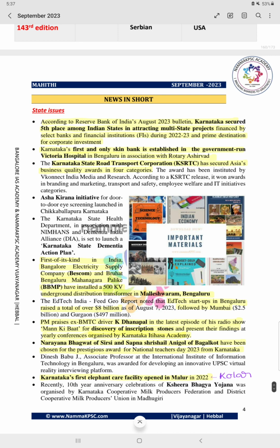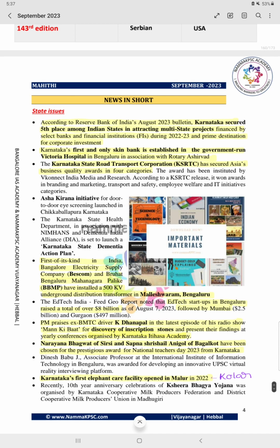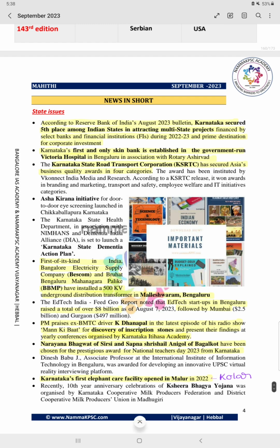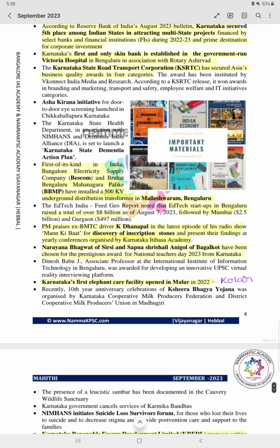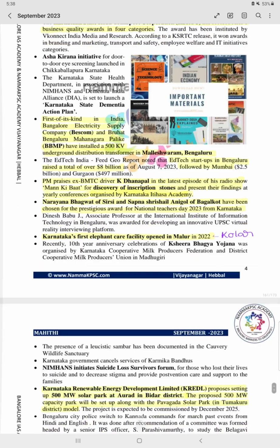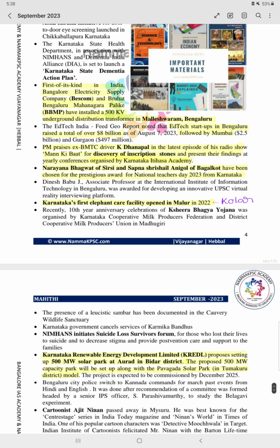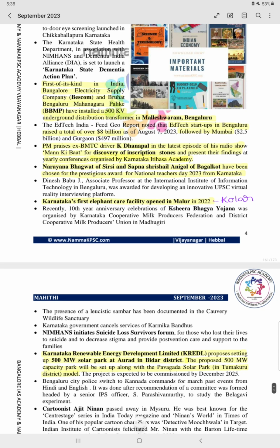So the Reserve Bank of India in August, in a bulletin, said that Karnataka had secured the fifth place among the Indian states in attracting multi-state projects. Karnataka's first and only skin bank is established in the government-run Victoria Hospital in Bangalore. KSRTC has secured Asia's Business Quality Awards in four categories. Then, first of its kind, BESCOM and BBMP have installed a 500 kilowatt underground distribution transformer in Malleshwaram. EdTech in Bangalore had raised around 8 billion, that is highest, followed by Maharashtra.